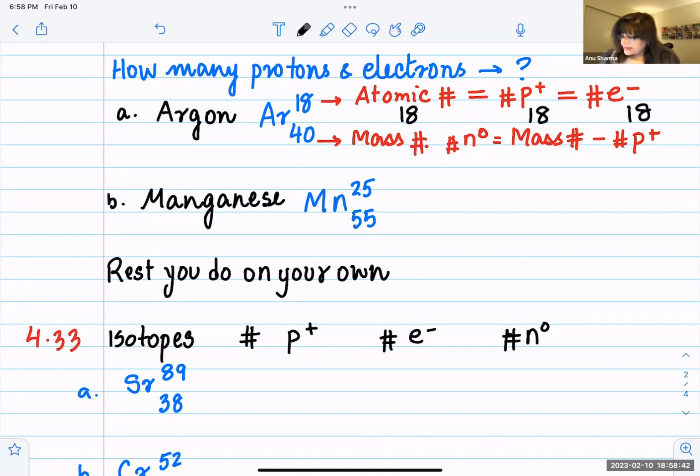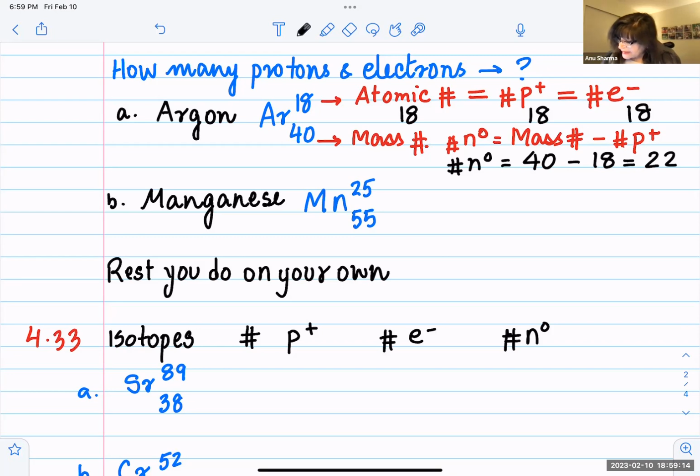Okay, the mass number minus the atomic number, in other words 40 minus 18, is going to be the number of neutrons. Let's get that one. 40, not 14, I'm sorry. 40 minus 18 is 22. So the number of neutrons is 22. In this question, even though they didn't ask, I still did it.